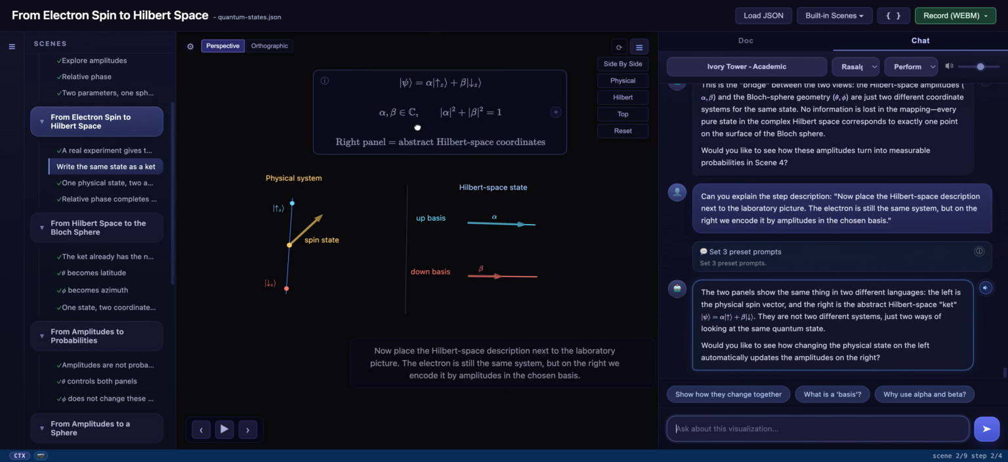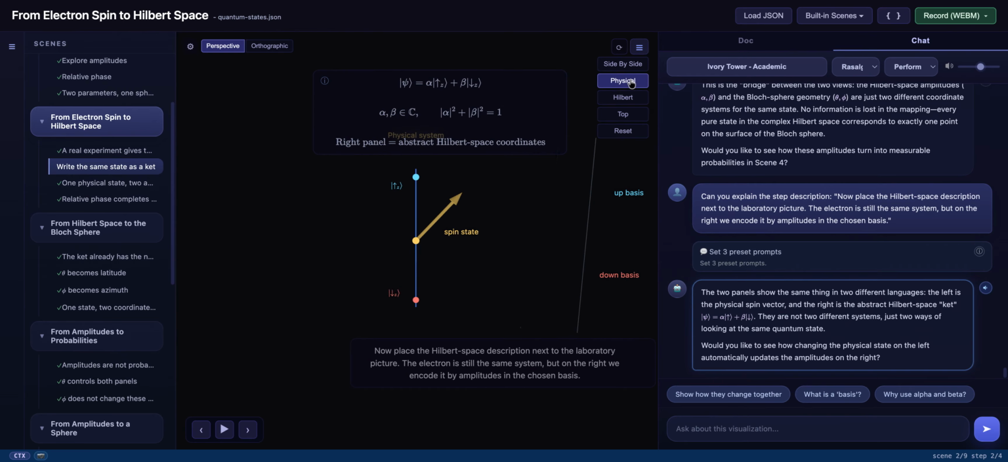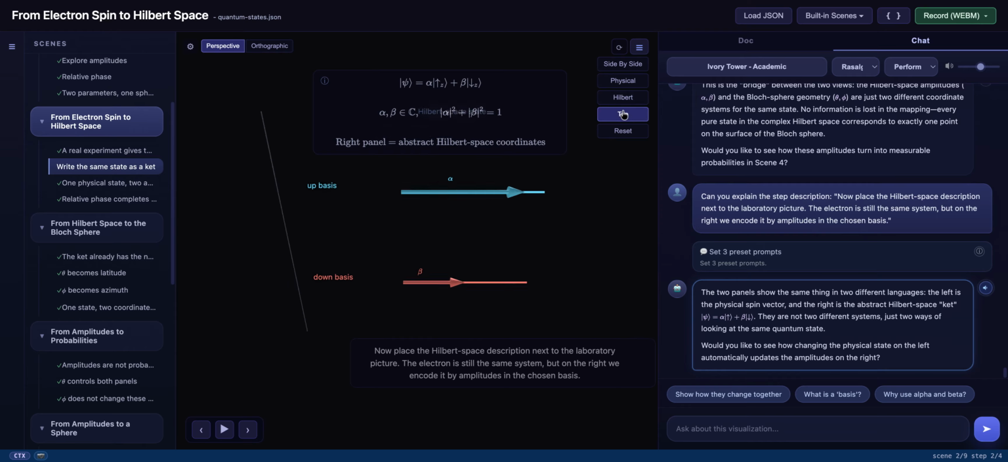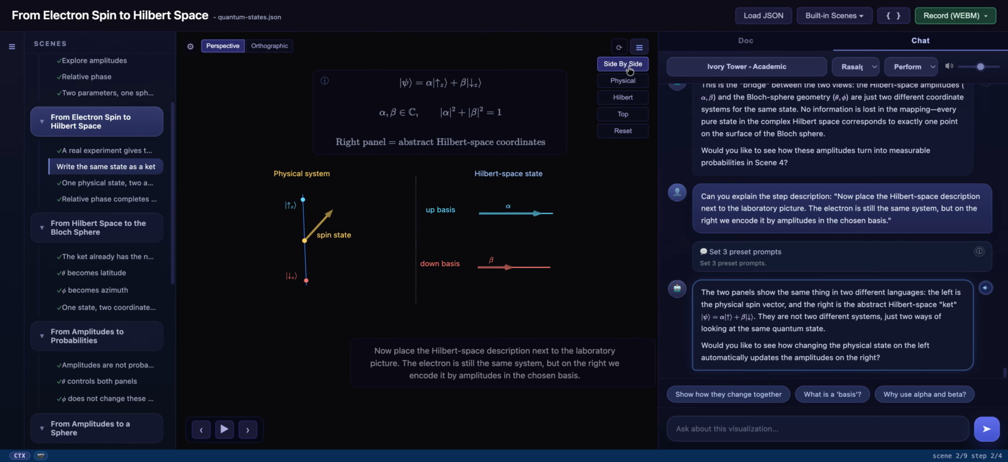Conversely, the dextral panel, the one on the right, depicts the abstract Hilbert space ket, symbolically rendered as |ψ⟩ = α|↑⟩ + β|↓⟩. These are not, I must emphasize, two discrete systems. They constitute, instead, two perspectives from which to apprehend the identical quantum state.